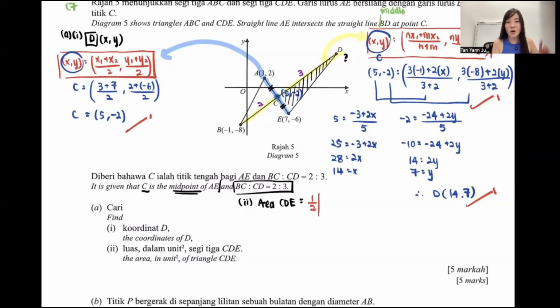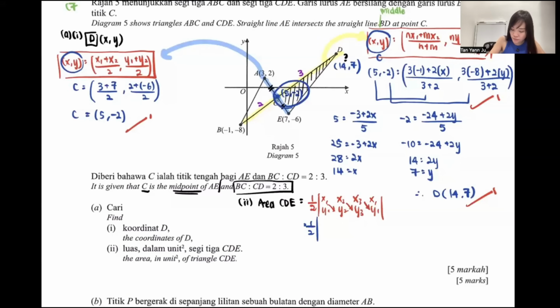Do you remember coordinate geometry has one formula to find area, using all the coordinates: x1, y1, x2, y2, x3, y3. Put up to 3 because CDE has 3 points, but repeat the first one, and always arrow going down first. This formula SPM provides. So C is (5, -2), D is (14, 7), which we just found, and E is (7, -6). Which one you start from doesn't matter, but go clockwise or anti-clockwise.